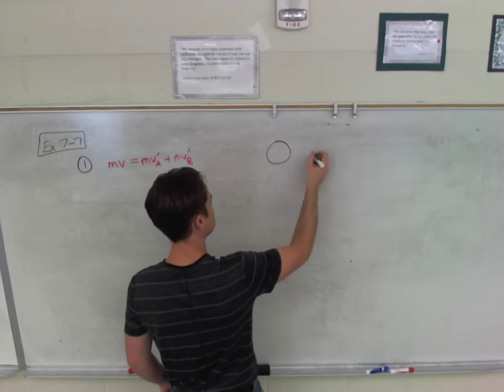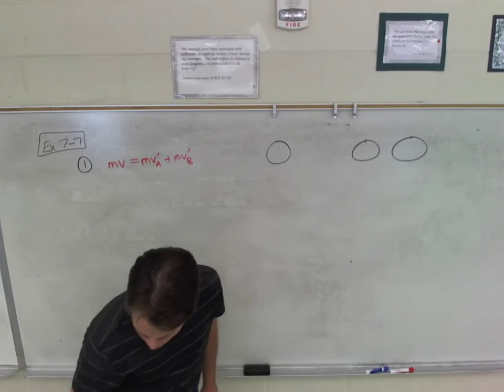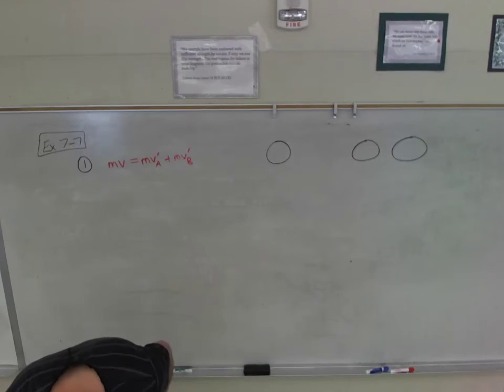So the 2 billiard balls, they said what happens? I forget. Billiard ball A of mass M is moving.